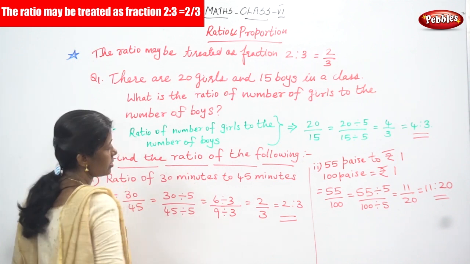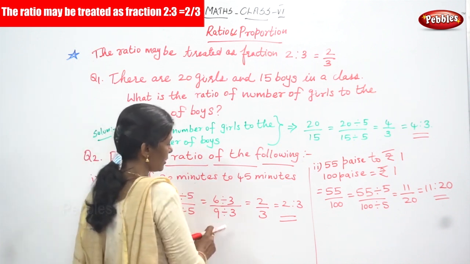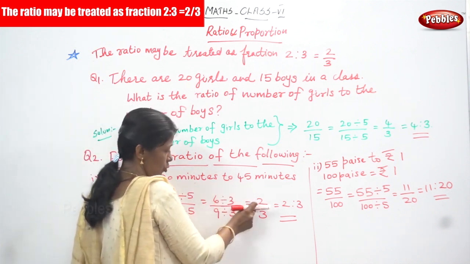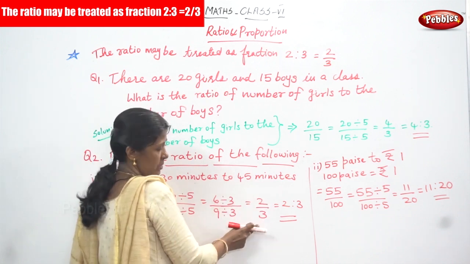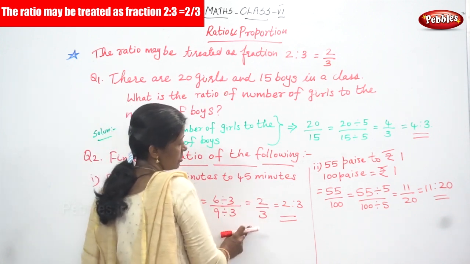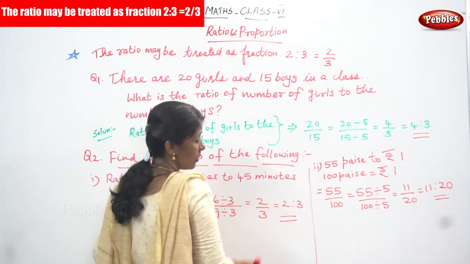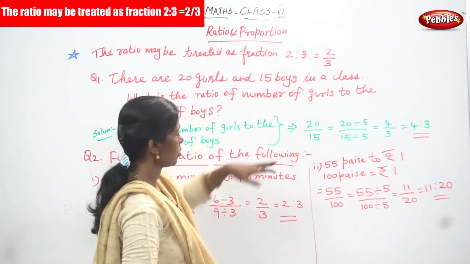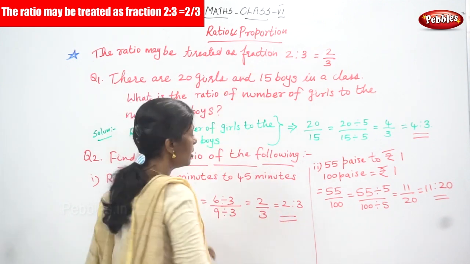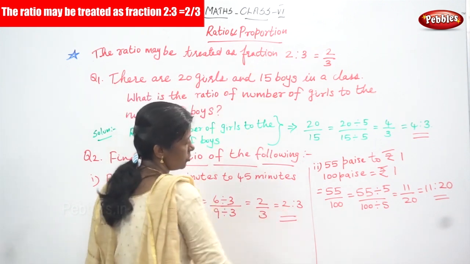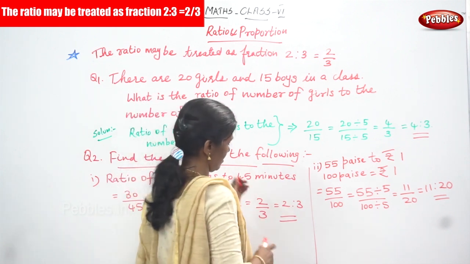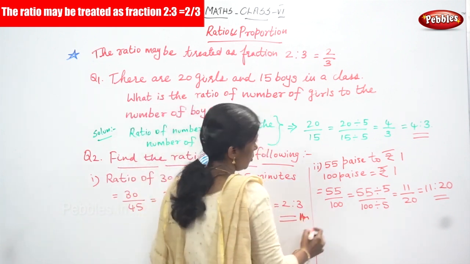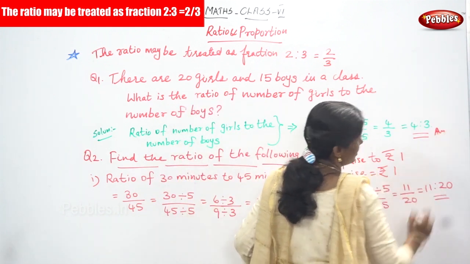Again you have to simplify, taking a common divisor for both numbers. 6 divided by 3 gives 2, and 9 divided by 3 gives 3. So we get the fraction 2 by 3. A ratio may be treated as a fraction, or a fraction as a ratio. So 2 by 3 can be written as 2:3. This is the answer for this question: 2:3, and the ratio for the earlier question is 4:3.